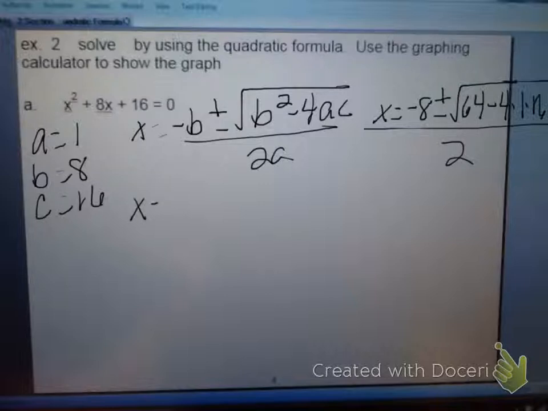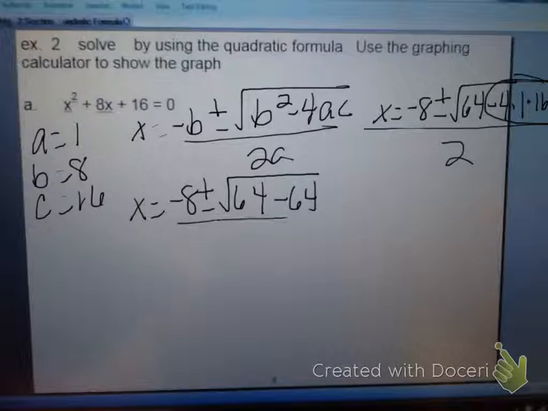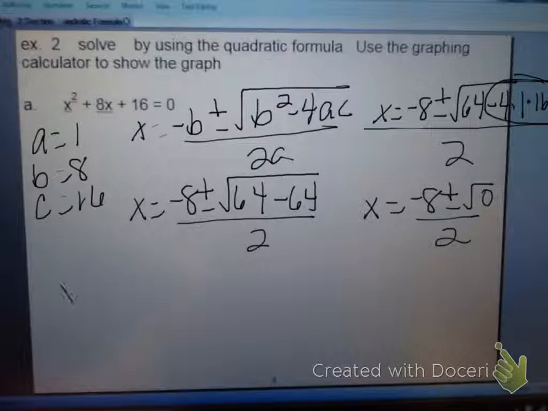So that says x is equal to negative 8 plus or minus the square root of 64. Go up here and circle this. That's negative 4 times 1 times 16, in case you can't read my handwriting. And that is a negative 64 over 2. 64 minus 64 is 0. So that's negative 8 plus or minus the square root of 0 over 2. Well, the square root of 0 is 0. So x is equal to negative 8 over 2, which is negative 4.